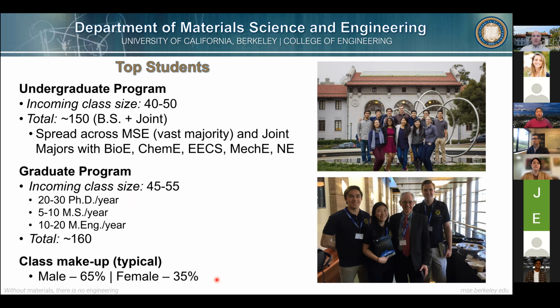Diversity in engineering is always a challenge. It's one that we continue to keep working on. But material science is usually doing okay compared to the rest of engineering, maybe not compared to how we'd like to be on the global scale. But our typical class makeup is generally in the ballpark of maybe 35 to 40% female students overall.